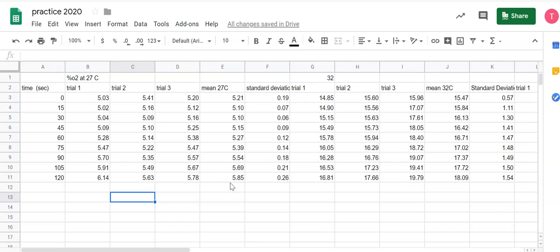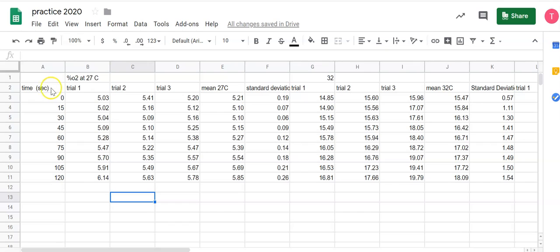There's a couple different types of graphs that you need to make for this. The one I'm going to focus on in this video is looking at time versus percent O2 produced when hydrogen peroxide is broken down or decomposed in the presence of catalase. So here I need to tell the program what I want it to do.